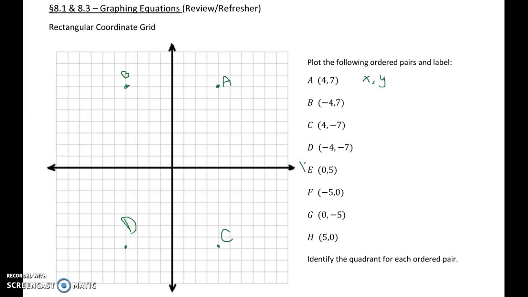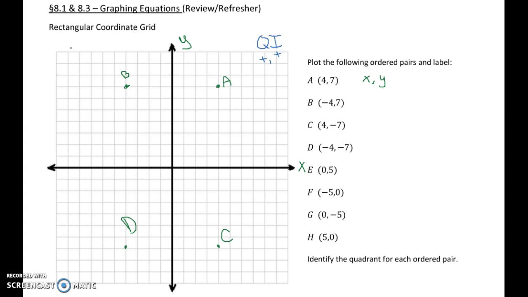Remember, the horizontal is the x-axis. The vertical is the y-axis. We have 4 quadrants for the coordinate grid. They kind of go in a strange order. Quadrant 1 is the top right quadrant. We call that Q, Roman numeral 1. That is the positive quadrant. All the x values are positive, all the y values are positive.